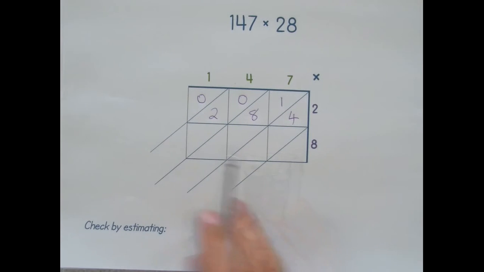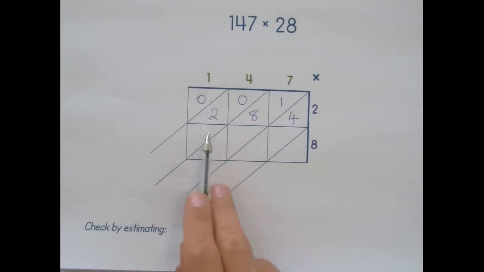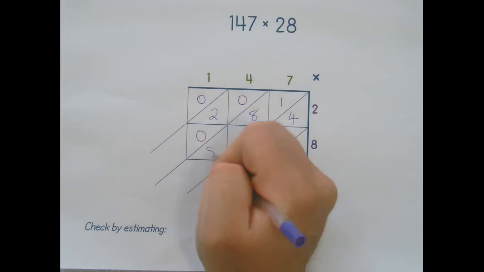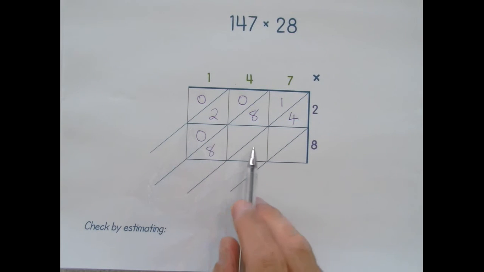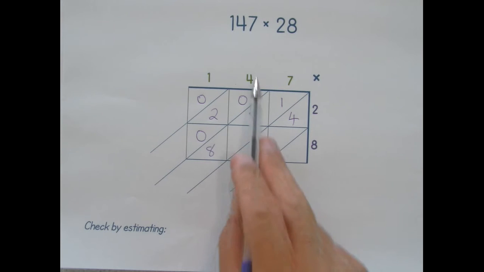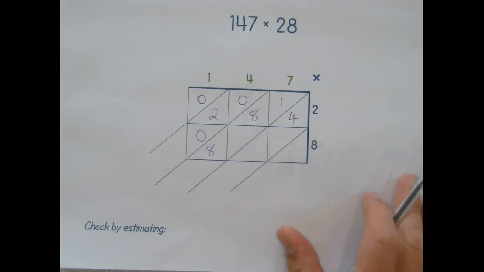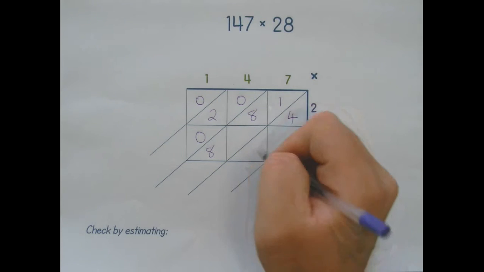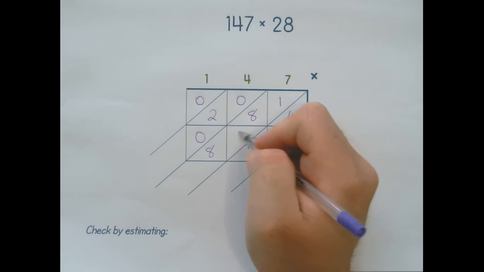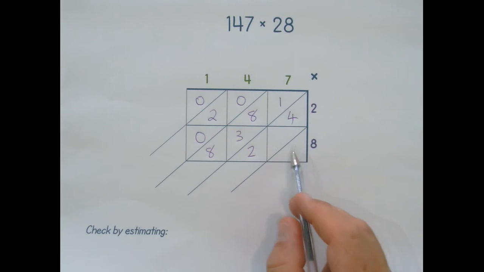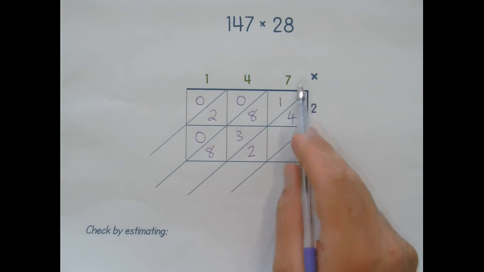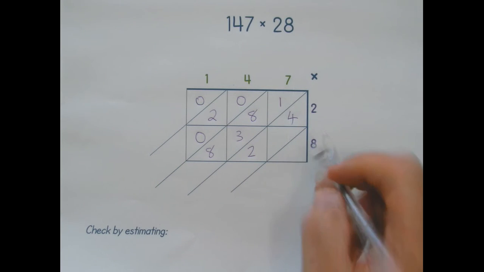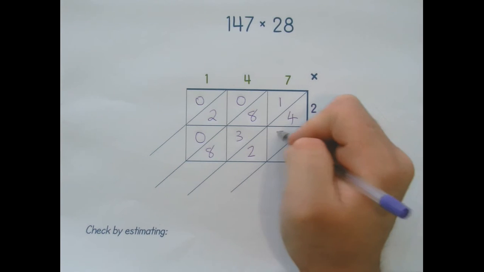Let's go along the bottom row. So here, I've got 1 on the top, 8 on the right. 1 times 8 is 8. So that would be, of course, 8 units, 0 tens. This box here then, I've got 4 above, 8 to the right. So 4 times 8 is 32, so 2 units, 3 tens. And then the final box, I've got 7 above, 8 to the right, so 7 times 8 is 56, 6 units, 5 tens.